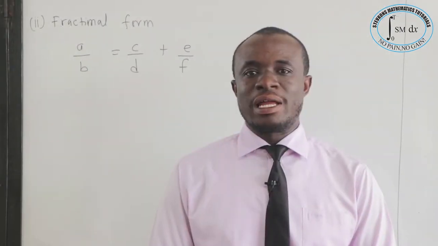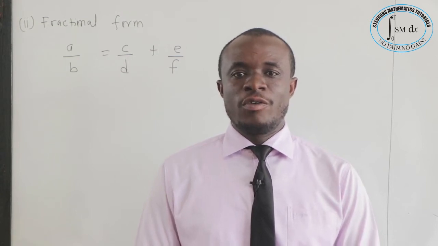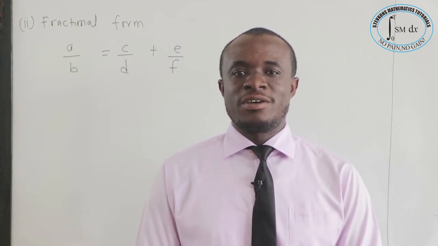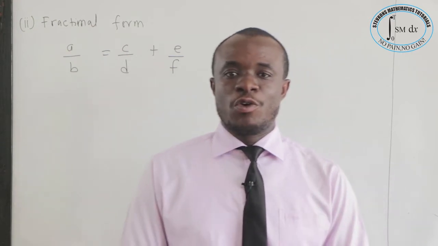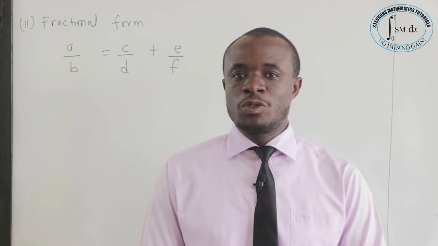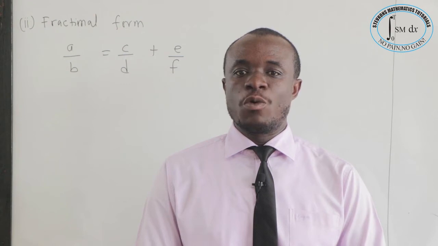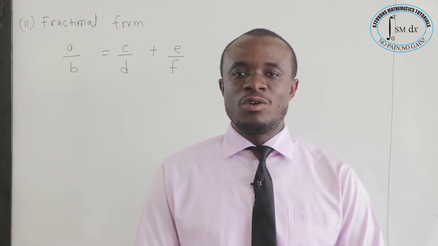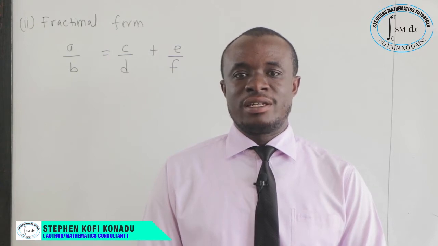Today, we'd like to continue our lessons on change of subject. We have considered when it is linear. We've also considered when it is fractional. And then the first form, that is if you have a over b equal to b over c, we say that you cross multiply. Today, we want to look at a different one, which is of the form a over b equal to b over c plus e over f.